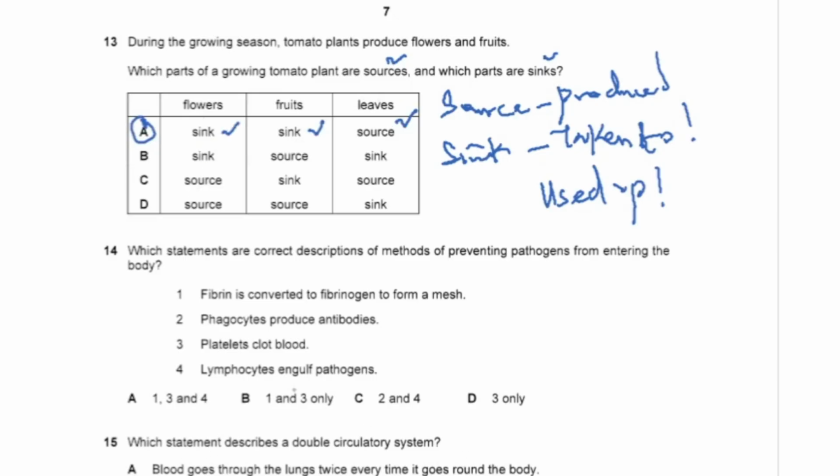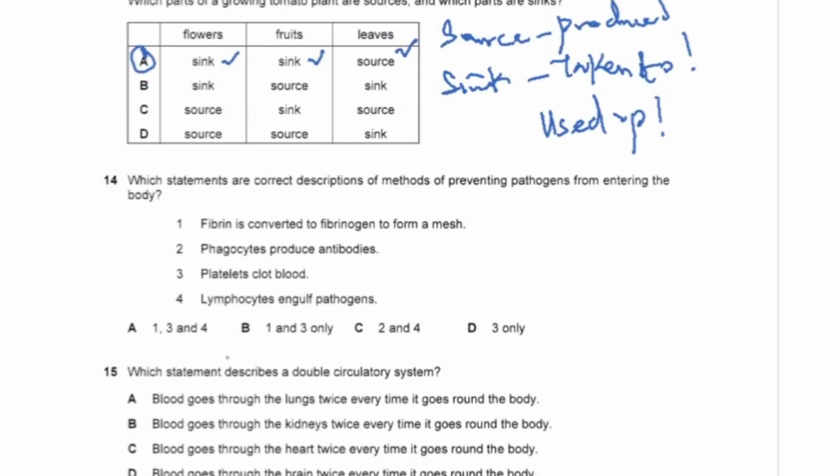Alright, so moving on to the next question. Which statements are correct descriptions of methods of preventing pathogens from entering the body? Now, this is a question in the transport system, and let's see the options we have there. Fibrin is converted to fibrinogen to form a mesh. Okay, and then phagocytes produce antibodies and platelets clot blood. Lymphocytes engulf pathogens. But it asks us particularly which statements are correct descriptions of preventing pathogens from entering the body.